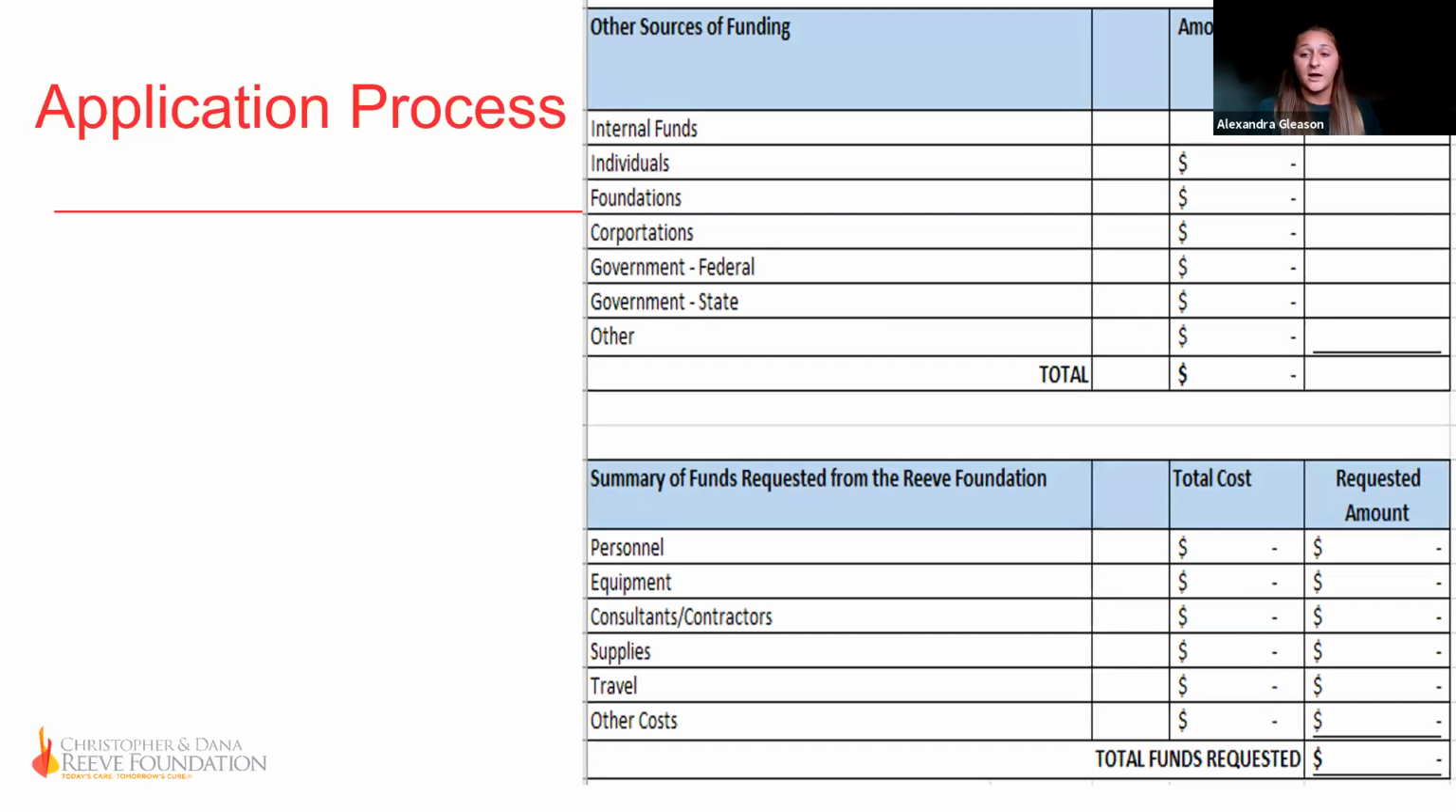Next on the budget, you will fill out the other sources of funding section and note if the funding is committed or pending. And then all subtotal costs for each budget area will formulate into the bottom section of the template. You won't have to do anything there. The total funds requested will mirror the line item budget that's above.